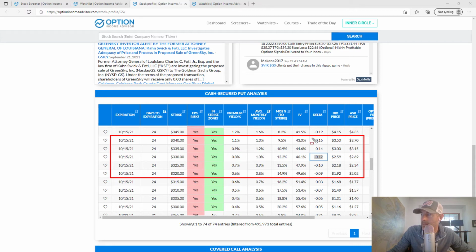this one has a delta of 16, so not much higher on the delta side. Still a decent margin of safety of 10%. And Goldman Sachs doesn't tend to trade down significantly. I think people are looking at the financials as one of those sectors that you would want to be in going into year end. We can get the 340 that's still in the strike zone. We'd get 1.1% over the 24 days, and an average monthly yield of 1.3%.